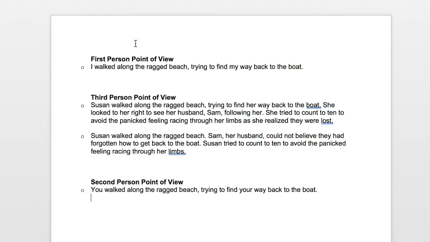Second person point of view is not done as regularly as first or third. Second person is you or your. So you walked along the ragged beach trying to find your way back to the boat. The you is referring to the reader, so the audience. So when I said that, it's almost like I'm talking to you. You become an active part of the story.